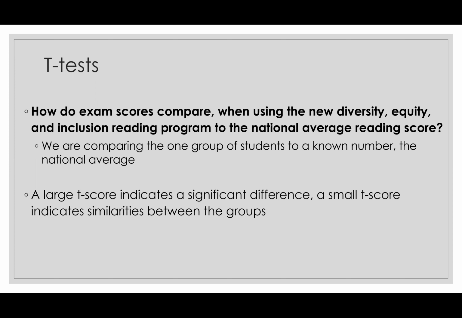In general, when you have calculated a t-score, a large t-score indicates a significant difference between groups, and a small t-score indicates similarities between groups or a lack of significant difference. So once you have your t-score, you can see if there is a significant difference, which group has the higher average, and that group on average scored significantly higher than students in the other group. So that's how you can think about those findings.